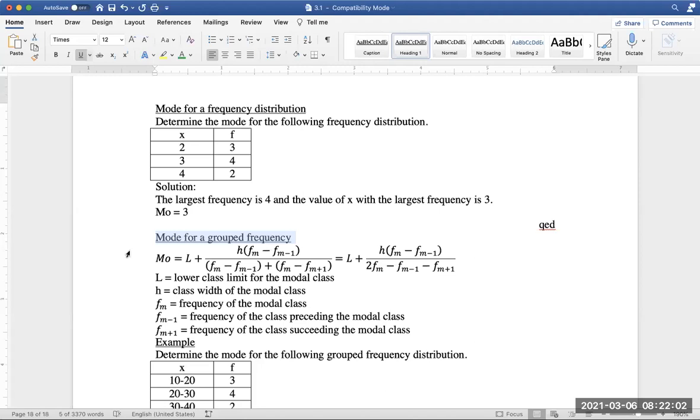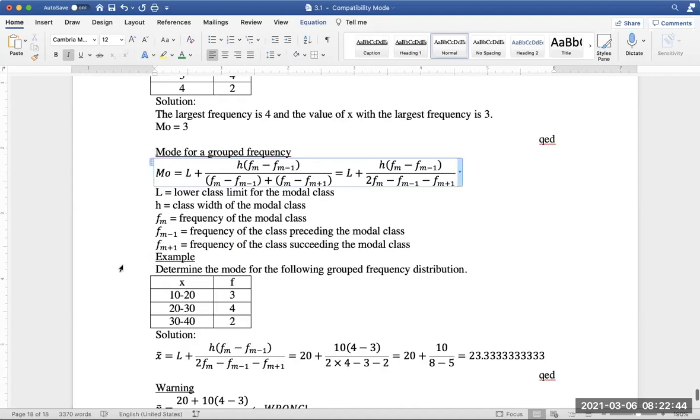So the mode is L, the lower class limit of the modal class, plus H, the class width of the modal class, times F sub M, which is the frequency of the modal class, minus F sub M minus one, which is the frequency of the class preceding the modal class, all divided by two F sub M, minus F sub M minus one, minus F sub M plus one, which is the frequency of the class succeeding the modal class.